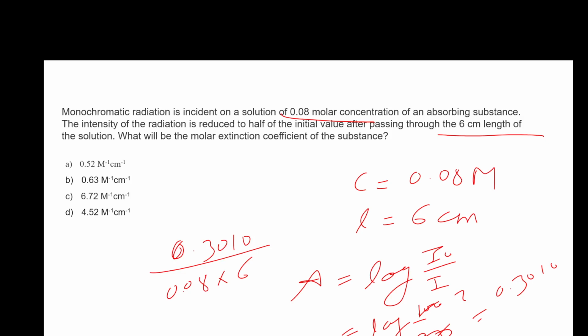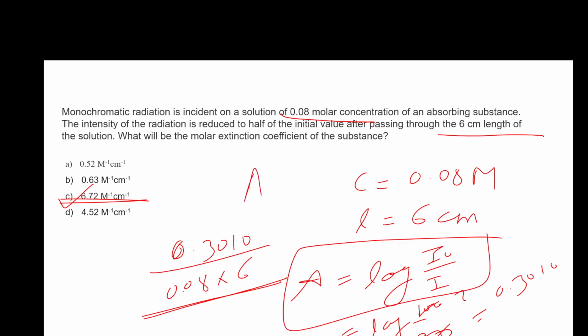0.26. So I'm getting this answer, which I'm getting here. Okay, so this is how this formula, the Beer-Lambert law, A is equal to εCl, can be used to solve this kind of question.